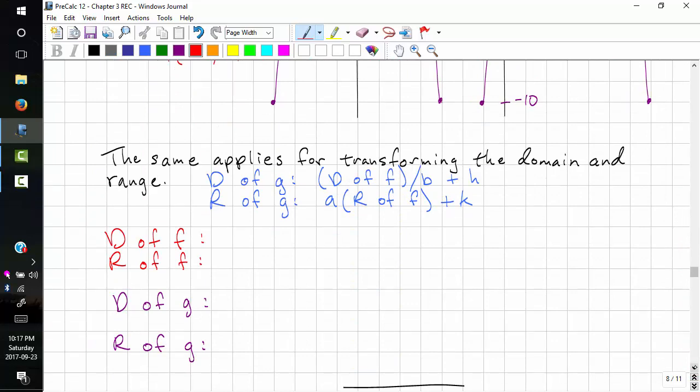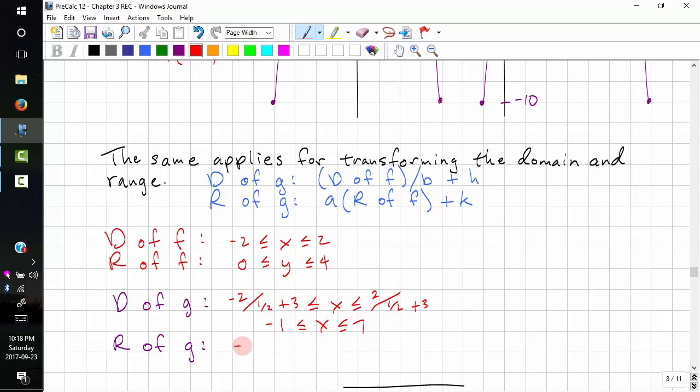So our domain for f is -2 to 2, and our range is 0 to 4. So this becomes -2 divided by 1/2 plus 3 to 2 divided by 1/2 plus 3. So this is -1 to 7. So again, you just reciprocate this and multiply. -2 times 2 is -4, plus 3 is -1.